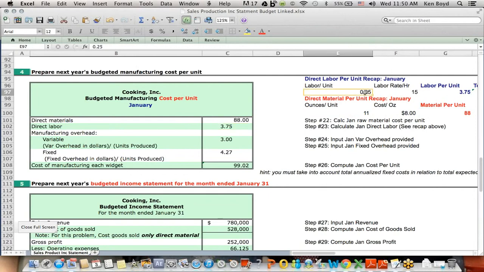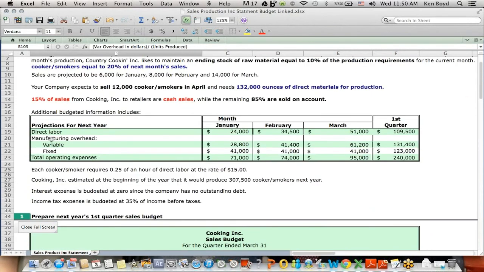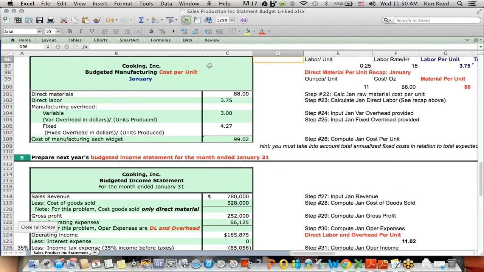My direct labor costs a quarter of an hour to make a unit times a $15 labor rate. That's how I get my labor. Now my variable overhead, this is tricky too. I was given my total variable overhead in dollars way up at the top. You notice I'm given variable and fixed overhead here at the top. I'm just looking at January. So what I did here was to take total variable overhead in dollars divided by units produced to get $3.